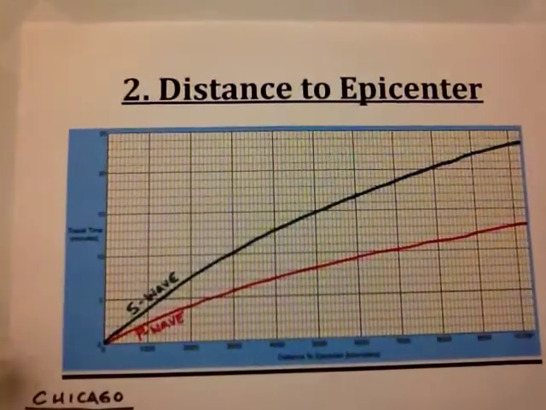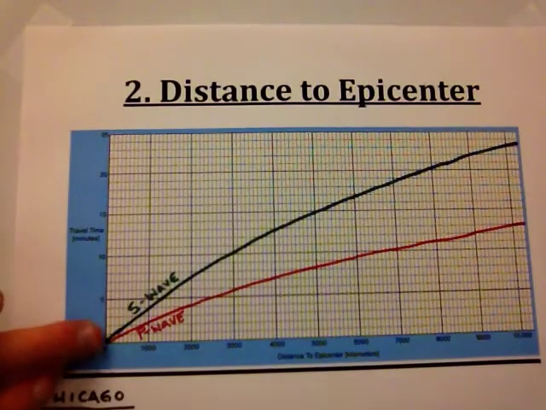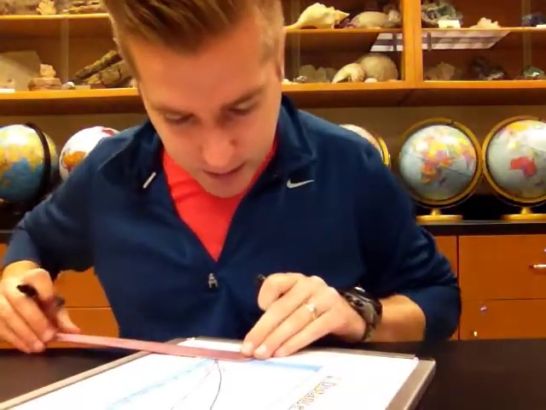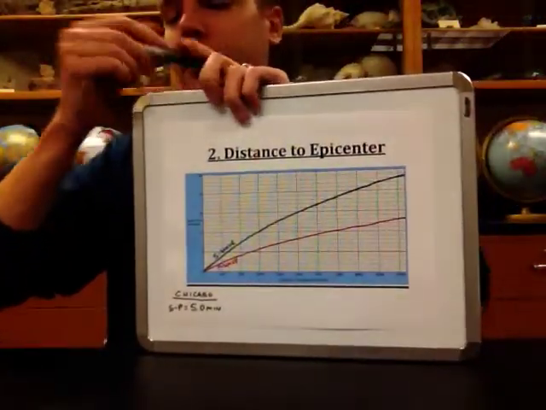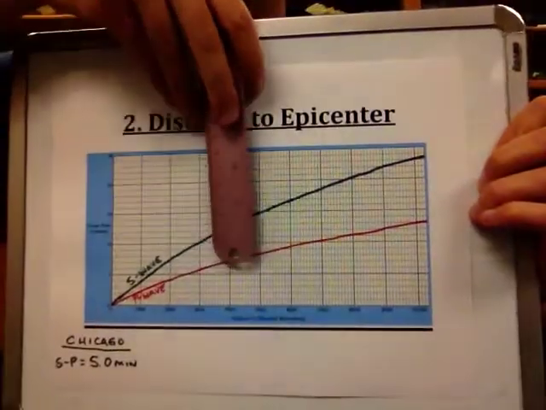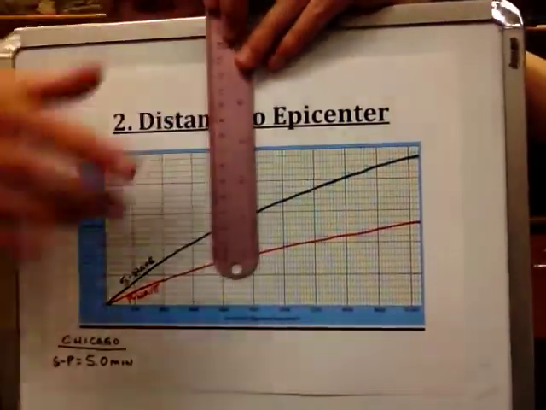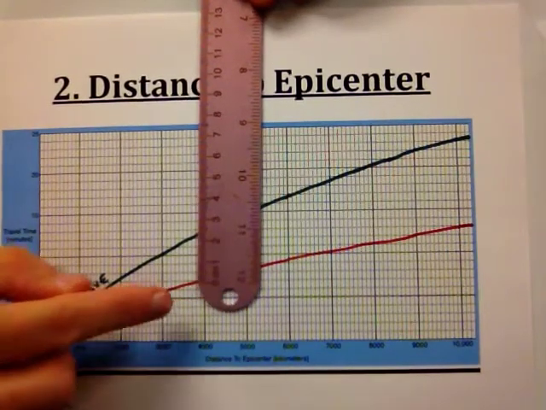So the first thing we want to do is take a ruler and measure what is 5 minutes on the vertical axis. So I take my ruler, I measure 5 minutes, and I find that it is 2 centimeters. Now, what we're going to do, I've got to hold this up so I can actually do it, is take our ruler and look for where there are 2 centimeters between the P and the S wave.